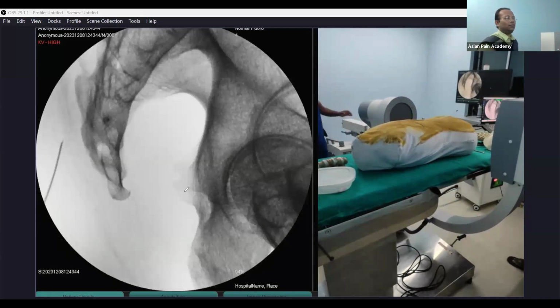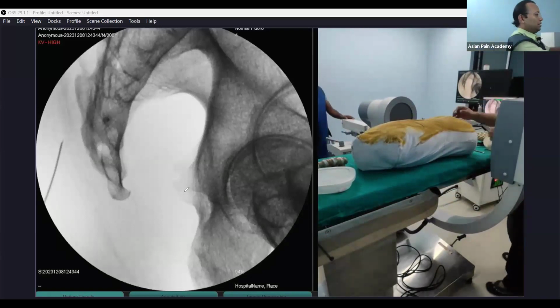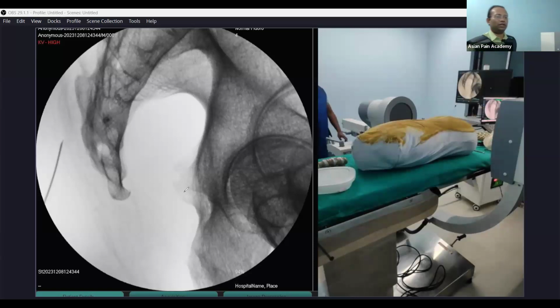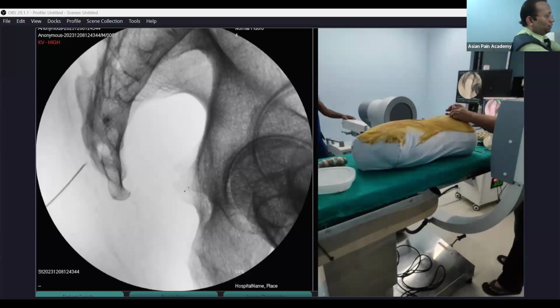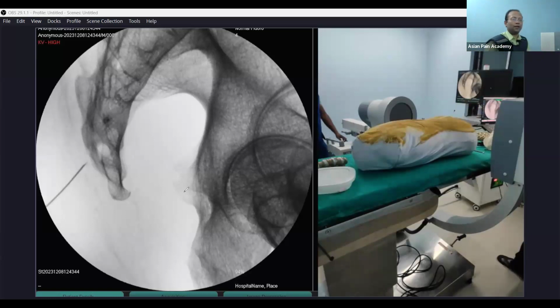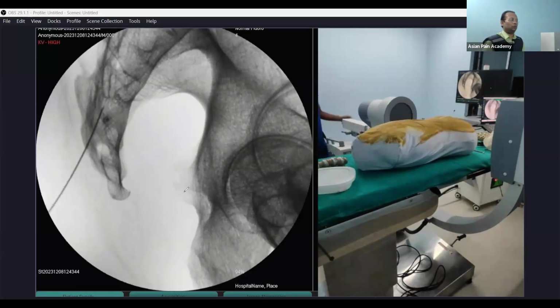Okay, so see, I am going in a very wrong direction. It is not the correct direction. So from this, I will go in a right angulation, but otherwise the direction of the needle has to be the same. So I think that I am in the right place, but whether I am in the midline or not, let's see in the AP view again.